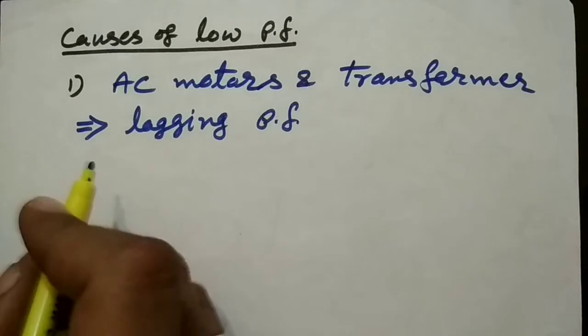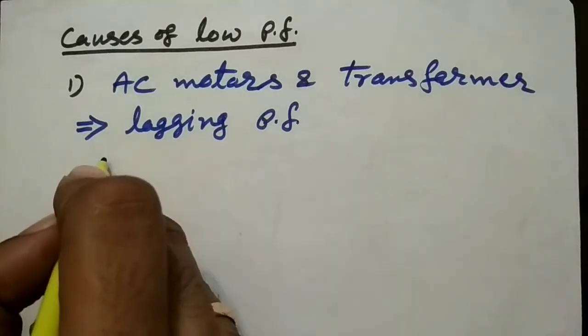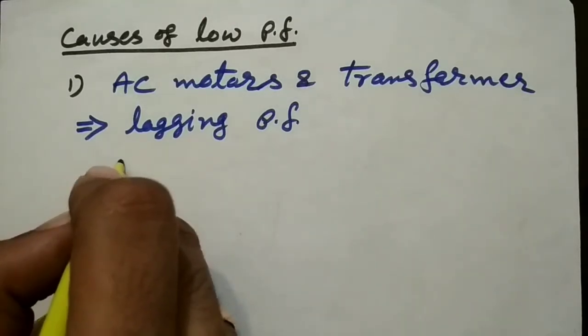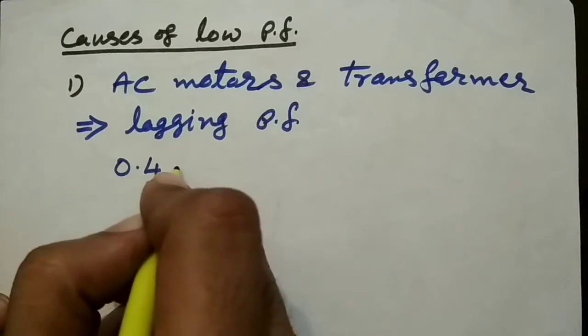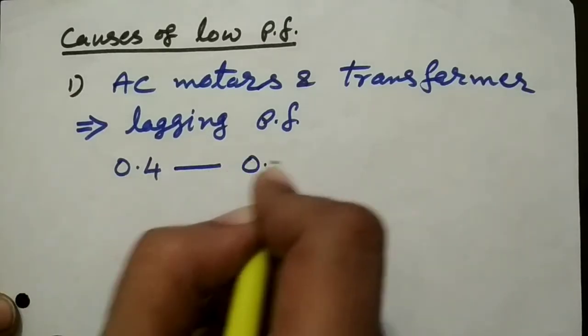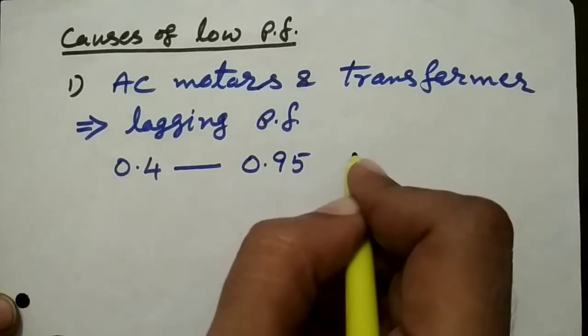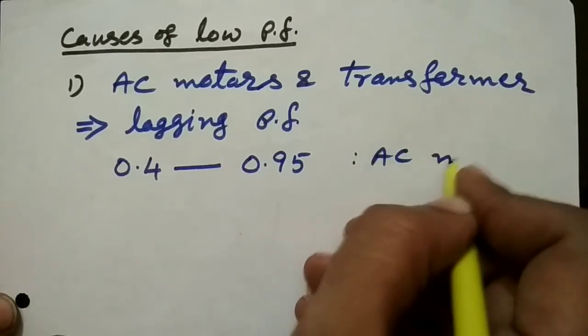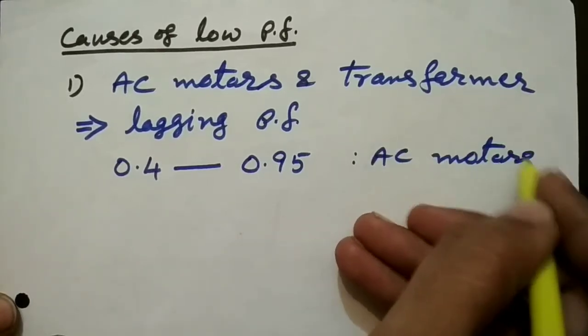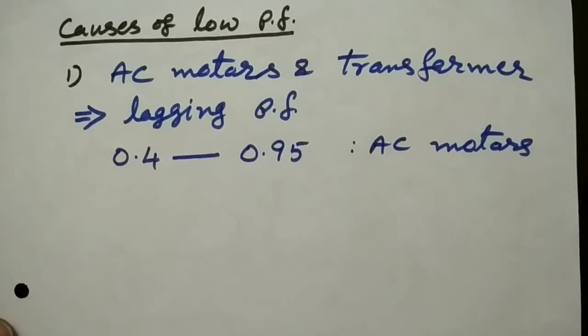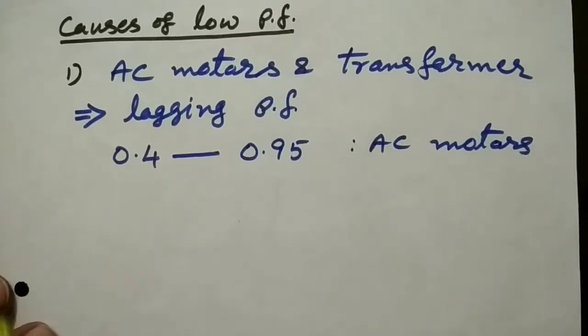The power factor of AC motors varies from 0.4 to 0.95. This is for AC motors. Whereas the power factor of the transformer depends upon the load.